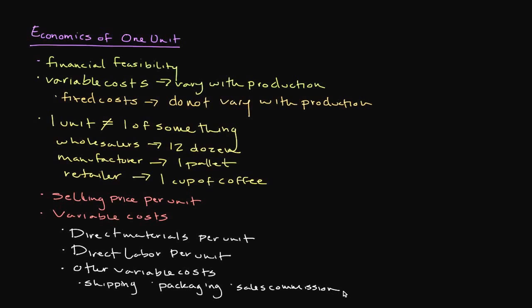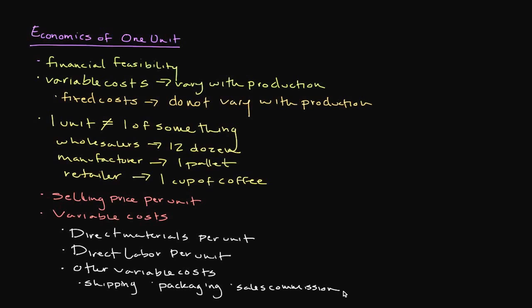They obviously make more money for every unit sold, so you do have to consider that in our economics of 1 unit analysis. If you don't ship products, if you don't have to package them to ship them, and if you don't offer sales commissions, we don't have to consider it. But some businesses do, and so you would have to consider those particular things there.